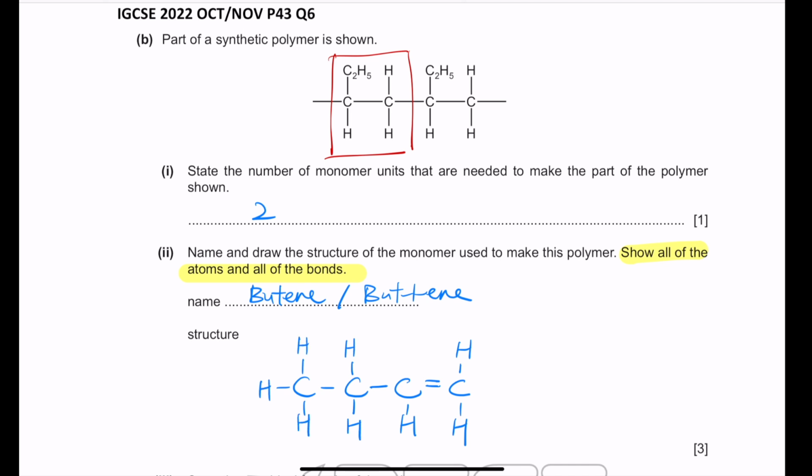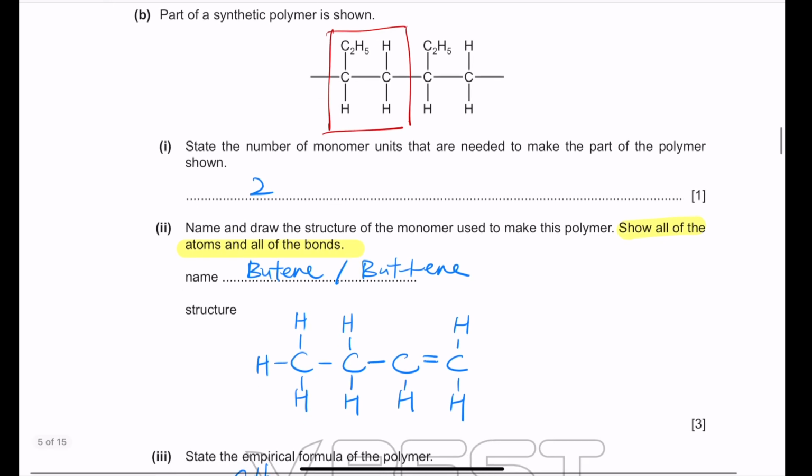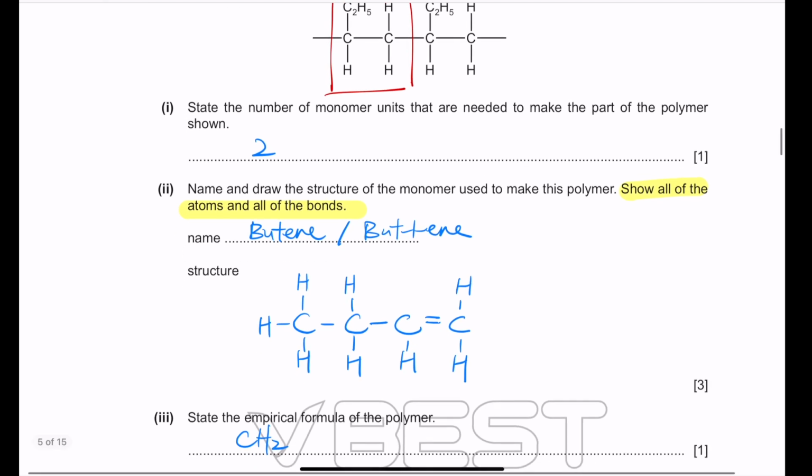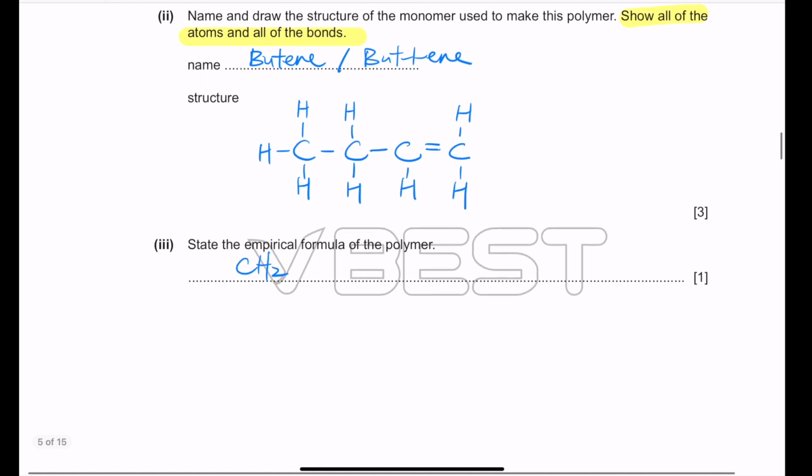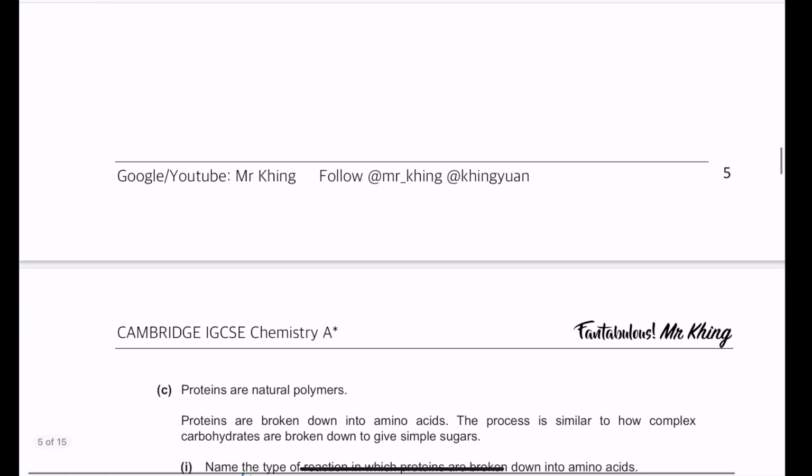So it's a double bond attached to the first and the second carbon. It is called but-1-ene or butene. They are both the same. All right, so this is how the drawing looks like. And next one, empirical formula of these polymers. Look for the molecular formula, simplify, you will get CH2.